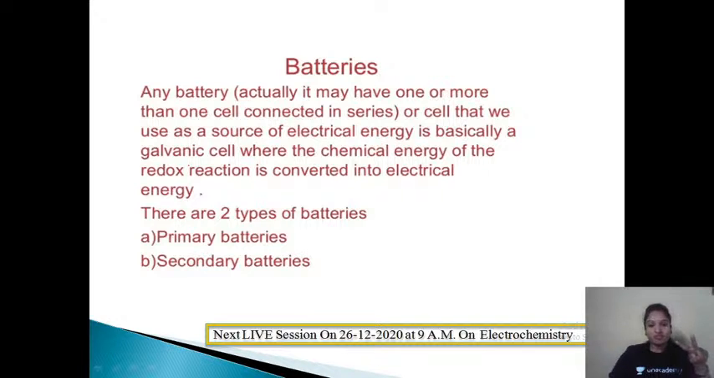So there are two types of batteries. What is the difference between these two batteries? One is the primary battery, another one is the secondary battery. Now what is this primary battery?